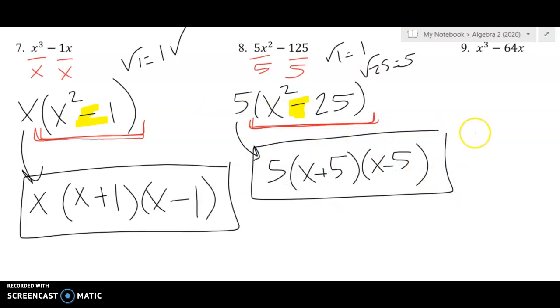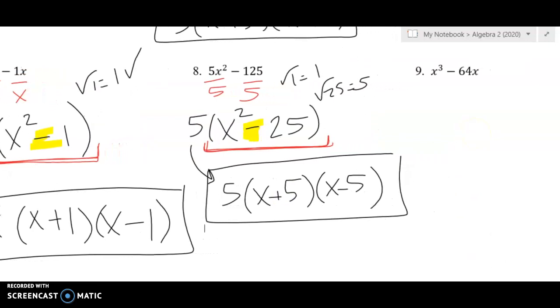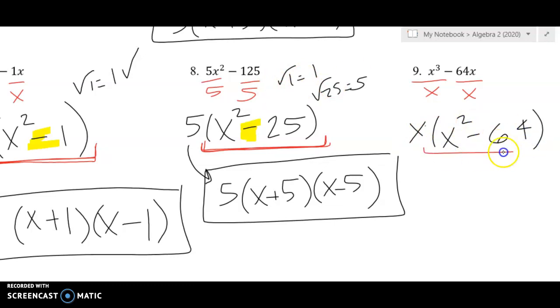And then my very last one, x to the third minus 64x. Again, I need to have x squared, so I need to take out an x. So I'm taking out a GCF. I'm going to pull out an x. That's going to leave me with x squared minus 64. Let's see if we can break this down. I'm going to see if I could factor that part.